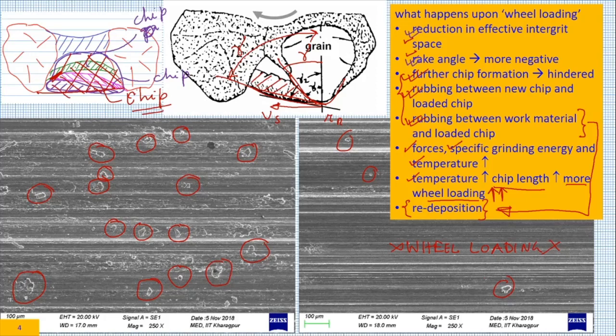So as you can see, wheel loading is not a good phenomenon. Why is it not? Because ultimately it increases the force. If it increases the force, how are we affected? If it increases the force, the UG goes up. As UG goes up, though you do not know this relation, but this relation is there, theta, that is ground surface temperature, is a function of UG. The temperature goes up. As the temperature goes up, you have further wheel loading because of the chips becoming much more ductile.